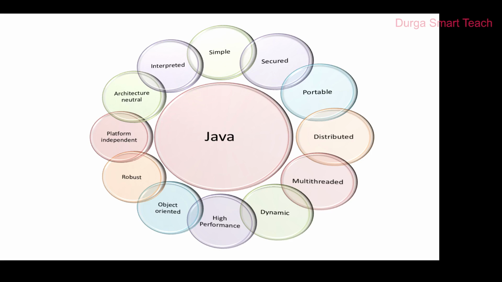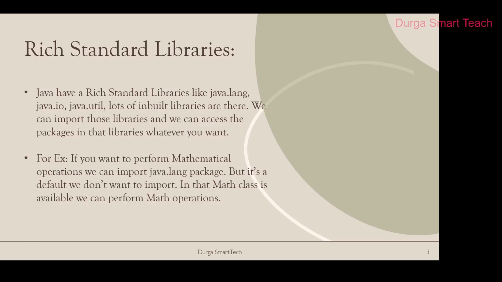The first one is simple. So Java is very simple. Why? Because its syntax is quite simple, clean and easy to understand when compared with C and C++, and it is more secure. So let's discuss one by one.